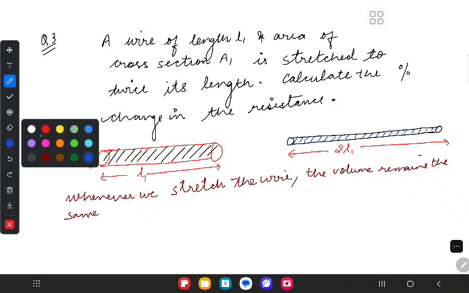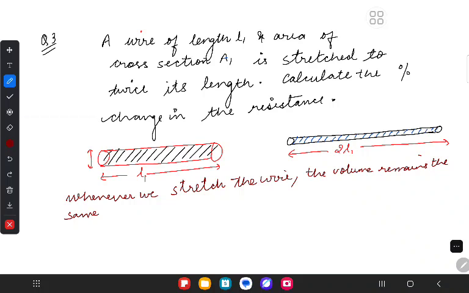Are we understanding? So it says whenever we stretch the wire, the volume remains the same. Are we understanding? So what does that mean? It says that whenever we stretch the wire, the volume remains the same. So this is one part. Okay. Now, what does that mean? It simply means that when the wire of length L1 and area of cross section A1 is there, it is stretched to twice its length. Got the point?